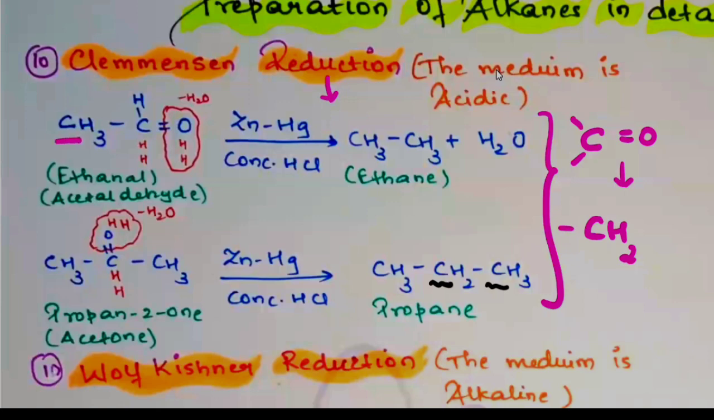So, CH3, CH2, and then this one hydrogen, you will be getting ethane. Same way, this C double bond O is getting converted to CH2. So, the final product is propane.